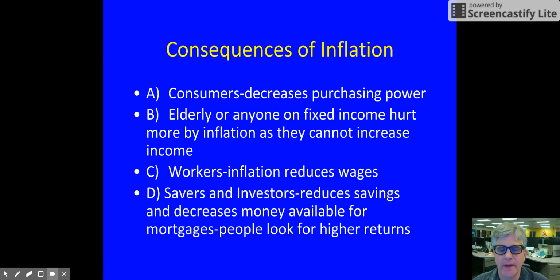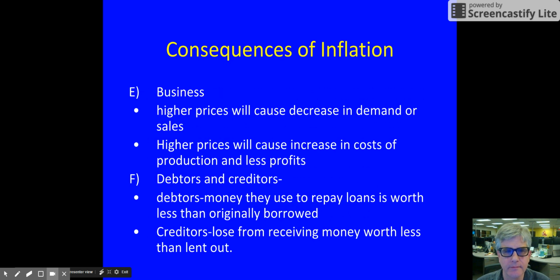Who is hurt by inflation? There are basically groups of people that are hurt. Only one or 2 groups are helped. Consumers, with decreased purchasing power, are hurt by inflation. The elderly or anyone on a fixed income is hurt by inflation. They cannot increase their income. They're hurt very badly. Workers are hurt by inflation because their real wages are reduced. Savers and investors are hurt by inflation. Inflation reduces their savings and decreases the money available for mortgages.